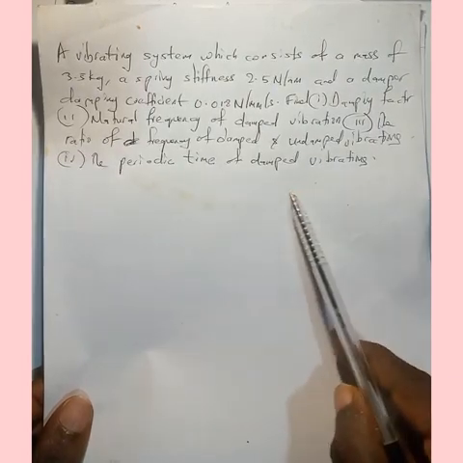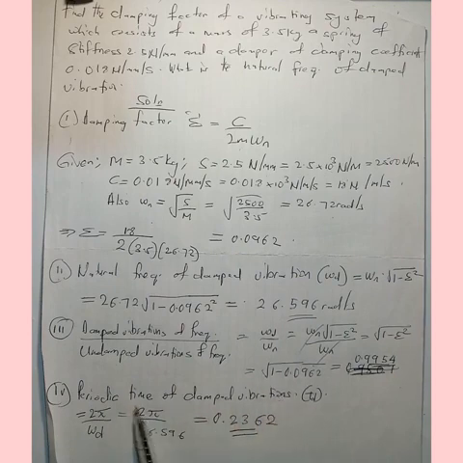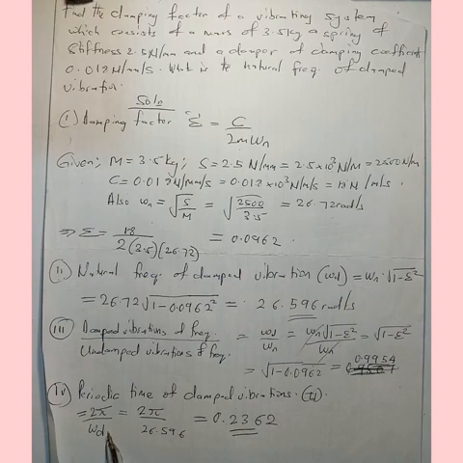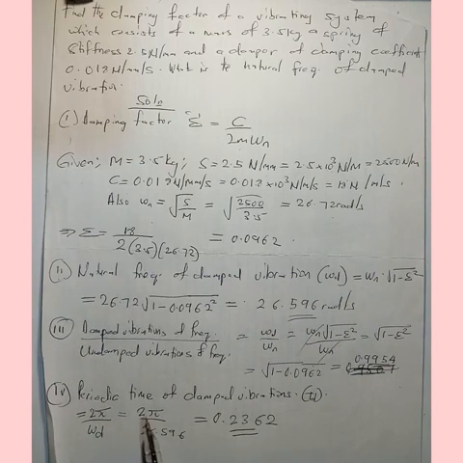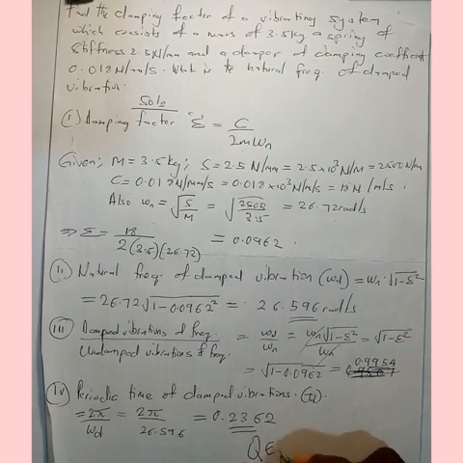Okay, so now the fourth question says we're supposed to find the periodic time of damped vibration. Now this formula: periodic time of damped vibration is given by 2 pi over omega d. So omega d is calculated already, and that's 2 pi over 26.596, and that gives 0.2362. Okay, quite easily done.